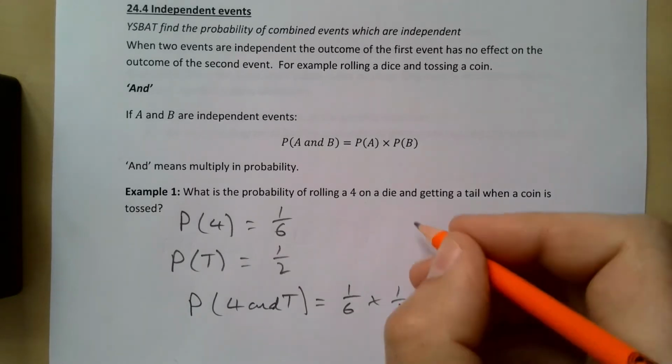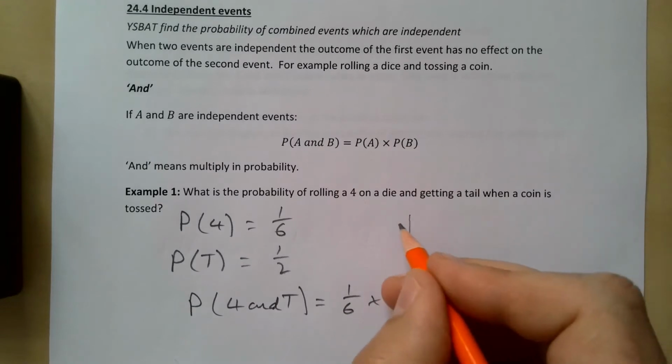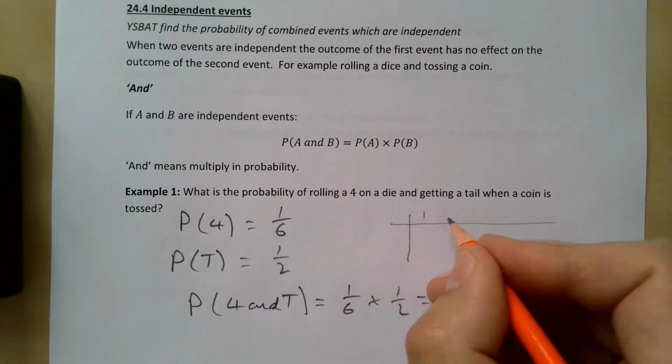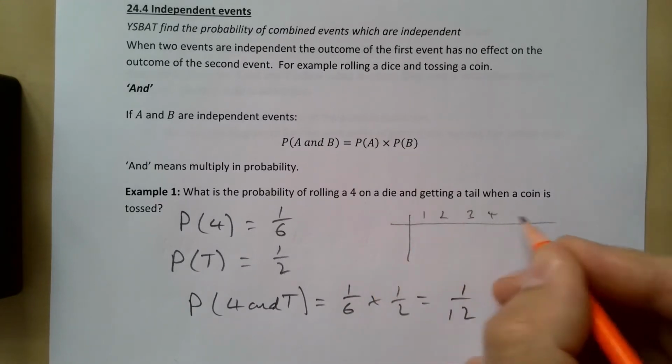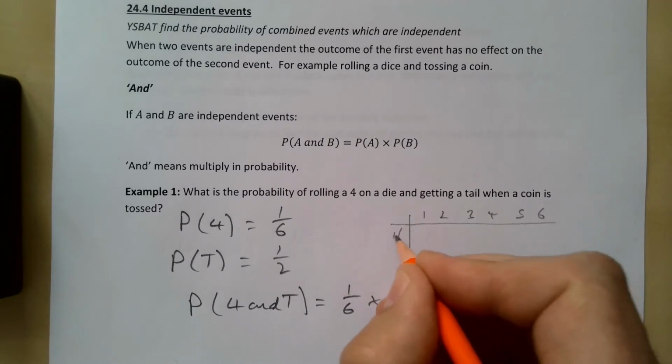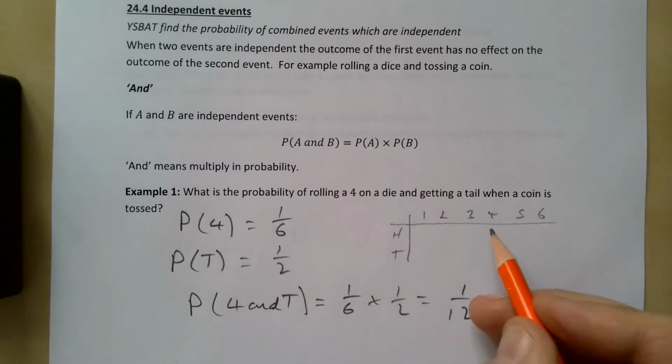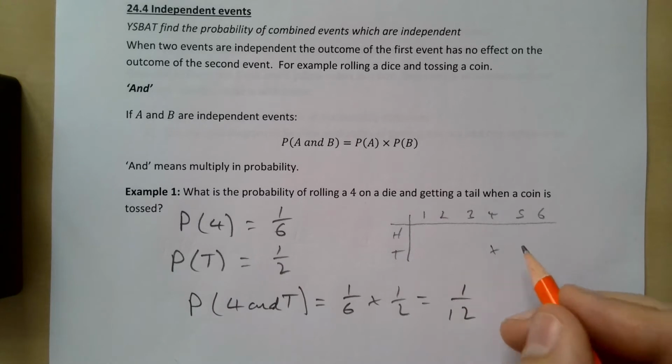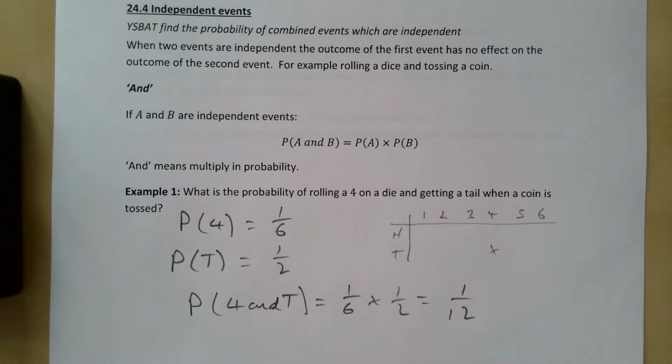Incidentally, the other way, you may remember this from year 9, we could do our wee table. 1, 2, 3, 4, 5, 6, and heads and tails. And a 4 and a tail is this one here, and there's 12 different options. That's why then that's going to be a 12th.